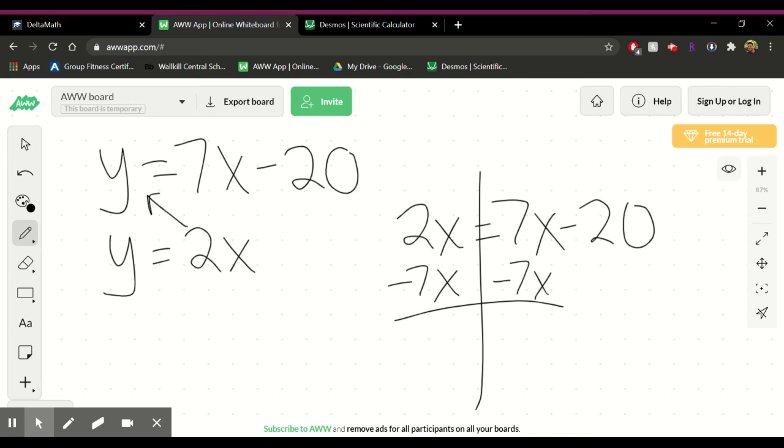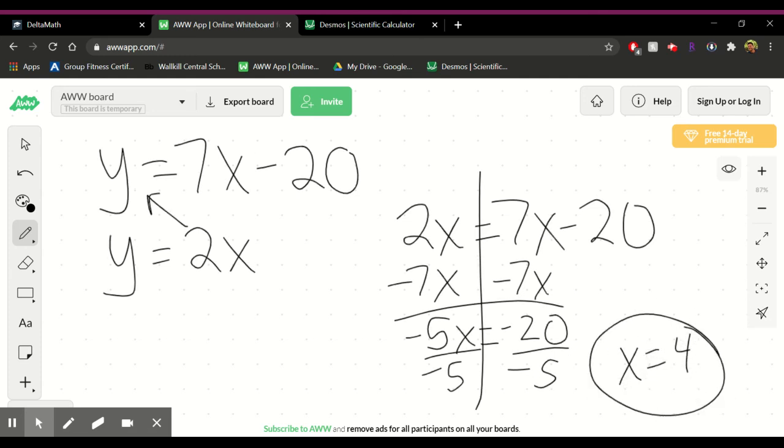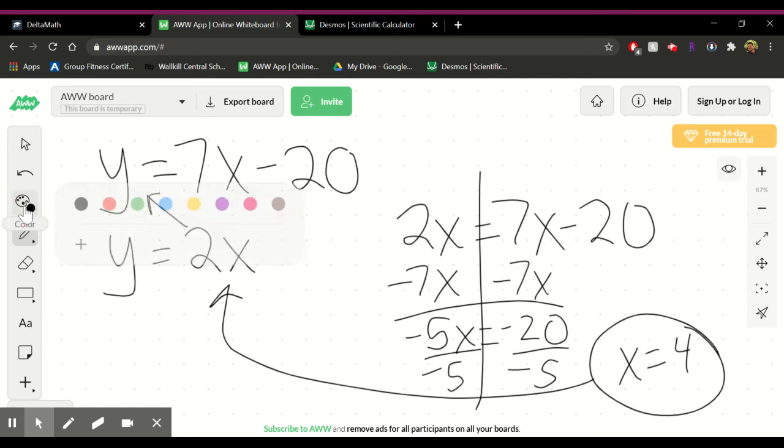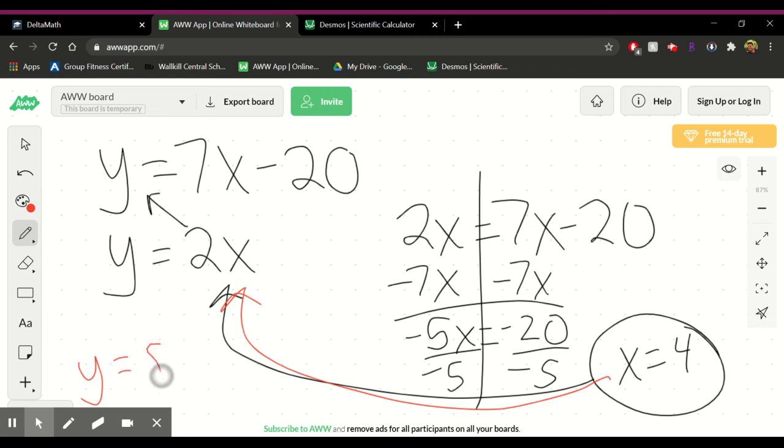So you have 2x minus 7x, which is negative 5x, equals, bring down the negative 20. Divide both sides by negative 5, and you get positive 4. Then you're going to plug that in here, and 2 times 4 is 8. So my x is 4. And then when I plug in this into this, you get y is 8.